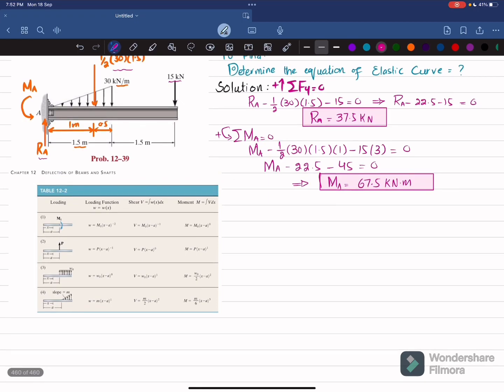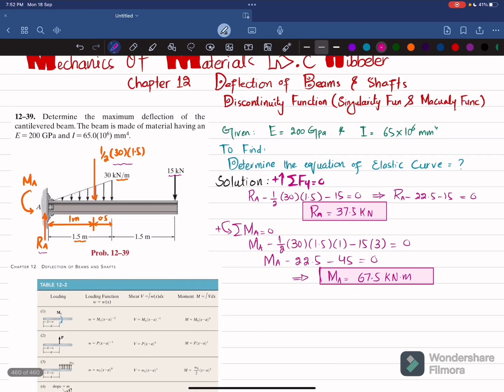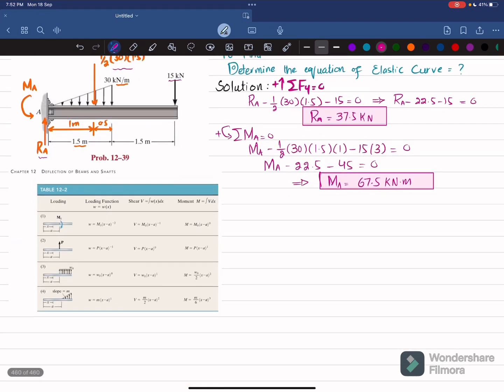Now what we are going to find is the maximum deflection, for which we need the equation of the elastic curve. The equation of the elastic curve can be found by using this formula: EI d²v/dx² is equal to the moment. So we'll find the moment equation for this beam, and you can see that we have this table. In row number 1 you can see the moment, in 2 you can see the loading, that is point load, and in 3 you have distributed load.